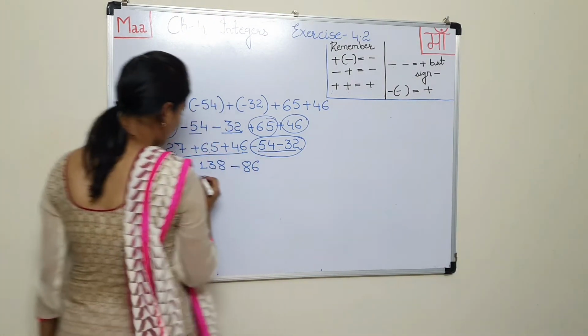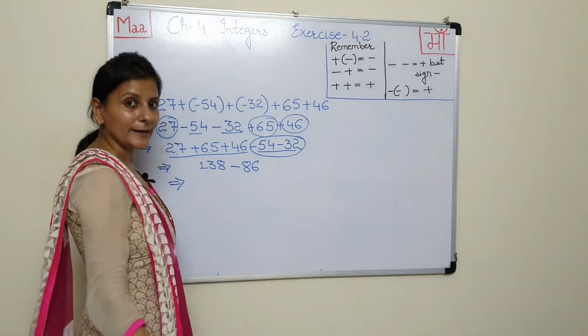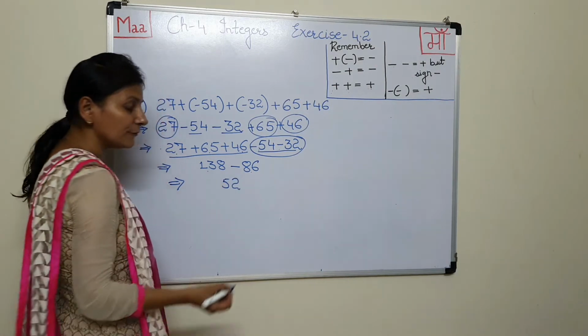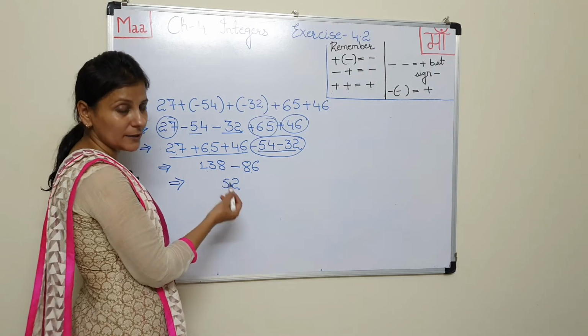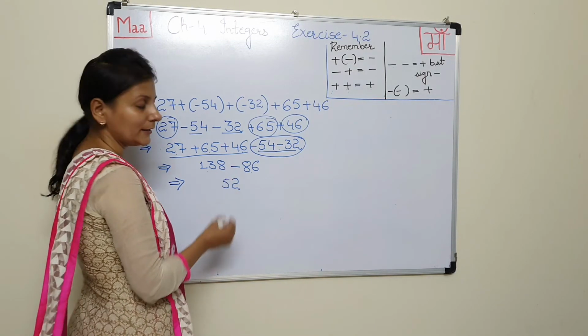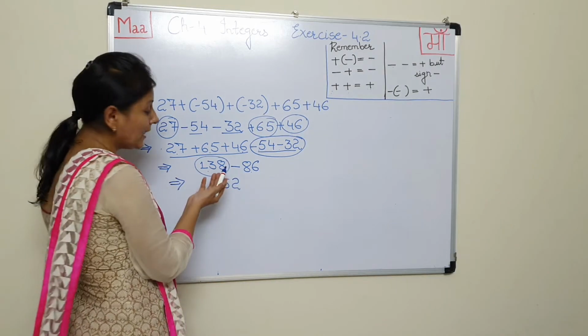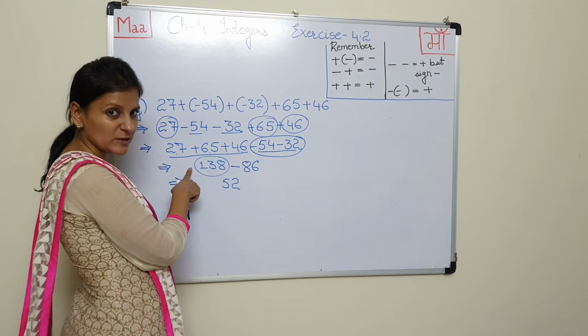Okay, and then finally you have to subtract it. 138 minus 86. So when you will subtract it, you will get the result as 52. Now after subtracting, after getting the result, you have to see the greater integer. So which number is greater? 138 is greater. And which sign is there before 138? No sign is there, that means positive sign.